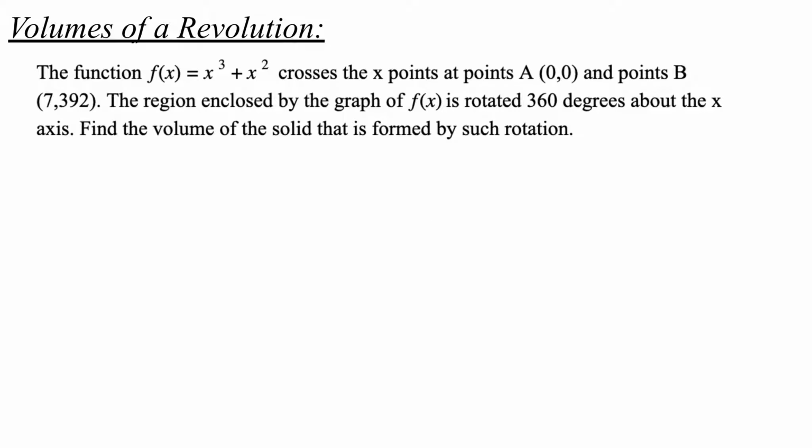This is a sample problem from volumes of revolution. The function f(x) equals x cubed plus x squared crosses the x-axis at points a (0, 0) and b (7, 392). The region enclosed by the graph of f(x) is rotated 360 degrees about the x-axis. Find the volume of the solid that is formed by such a rotation.